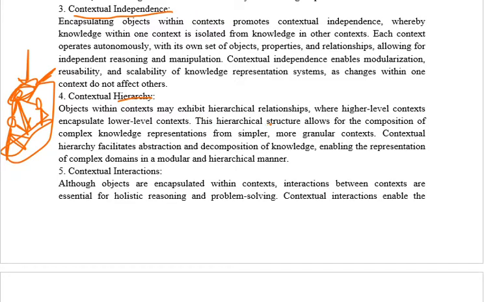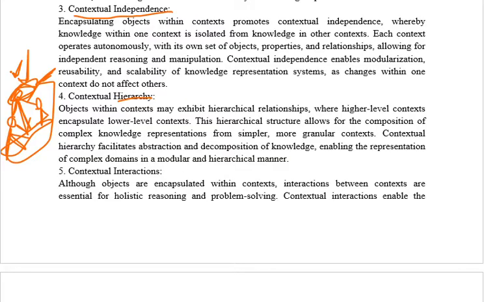This hierarchical structure allows for the composition of complex knowledge representation from simpler ones. If we have a complex context, by using this hierarchy structure, we can make that complex construct into a simpler one. Suppose if we want to write this example in the form of a context, it will be in the form of a passage. So we cannot understand it easily. But if we transfer that passage into this hierarchical tree structure, we can understand it easily.